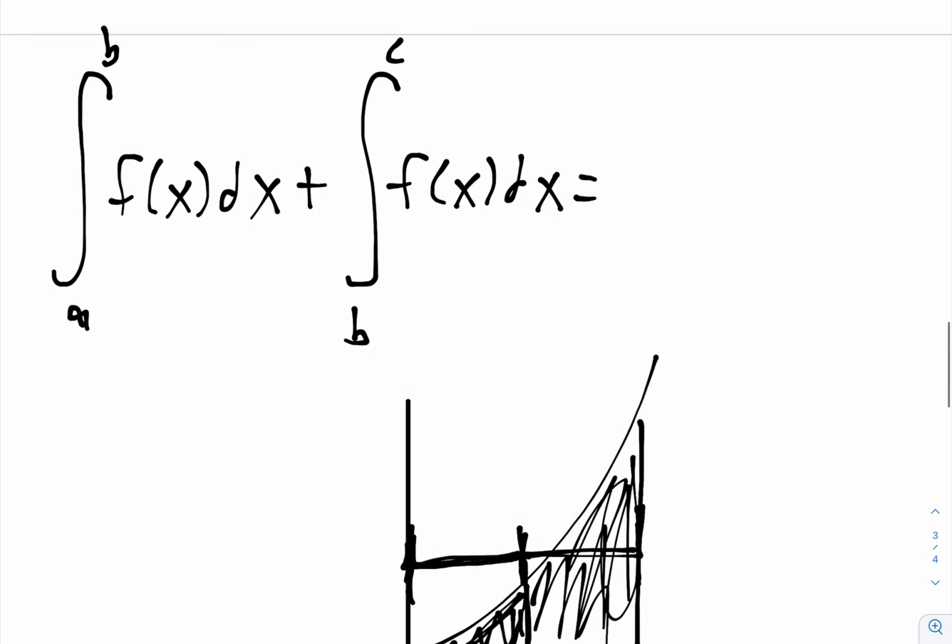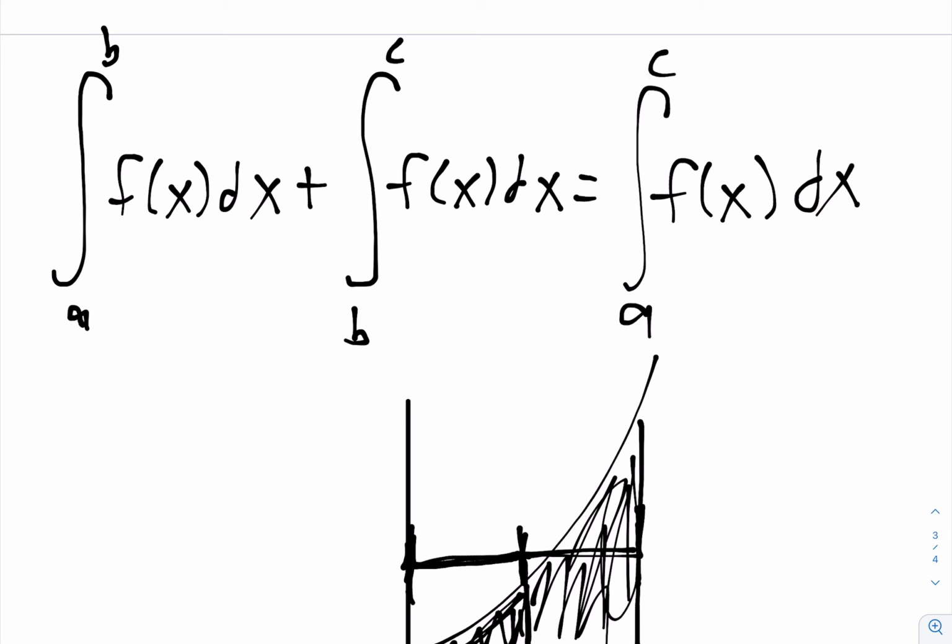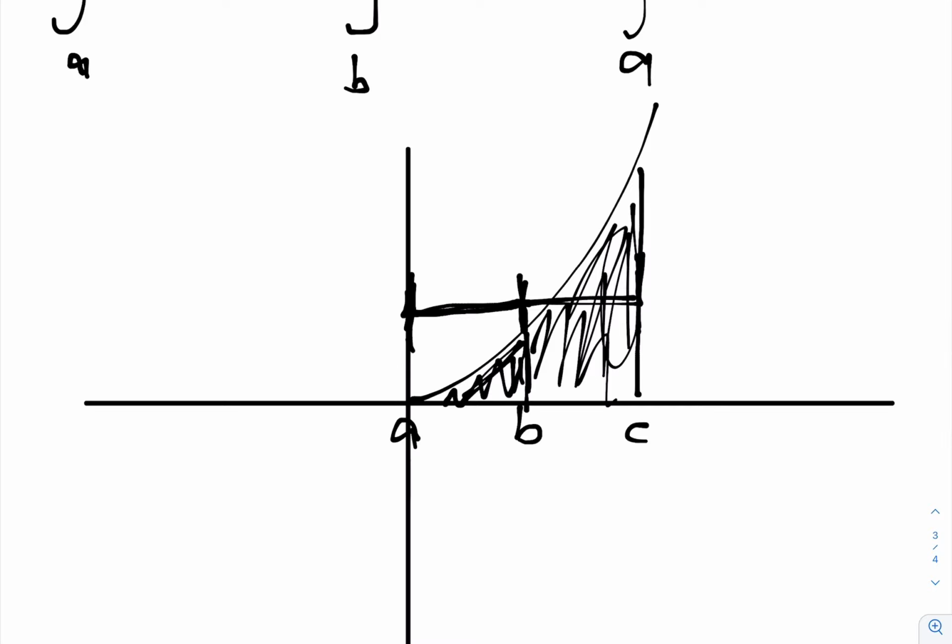So this is going to be the integral of f of x, the same function, from a to c. So if you can recognize that the upper bound of one integral is the same as the lower bound of another, we can just make it one integral, taking the lower bound of the first one and the upper bound of the second one, and just completely ignoring the b in between. Okay, and this is kind of a visual representation of why that is.